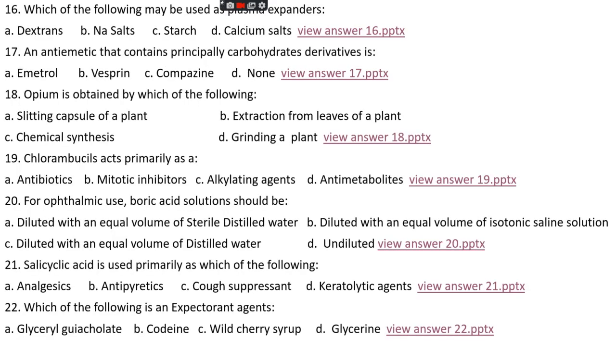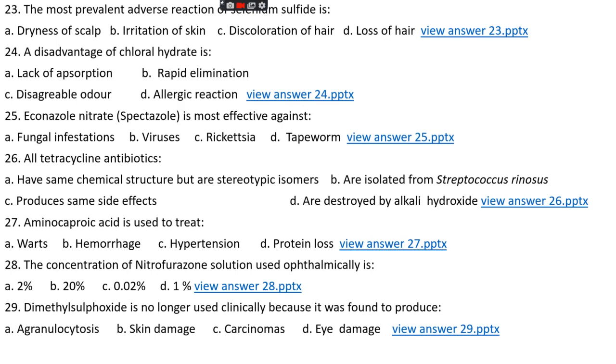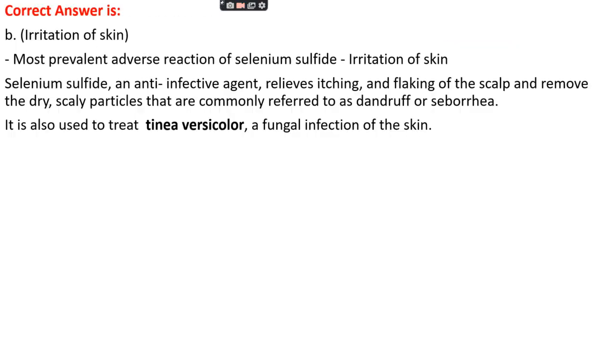Okay. Question number 23. The most prevalent adverse reaction of selenium sulfide is: option A, dryness of scalp; option B, irritation of skin; option C, discoloration of hair; or option D, loss of hair. The right answer is option B, that is irritation of skin. The most prevalent adverse reaction of selenium sulfide is irritation of skin.